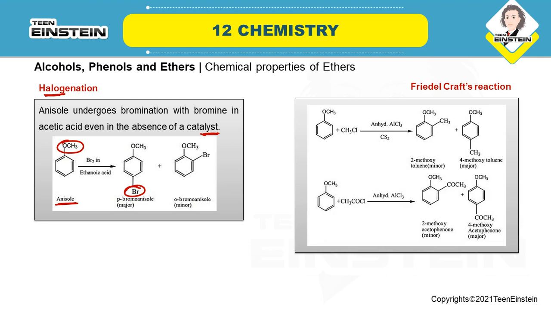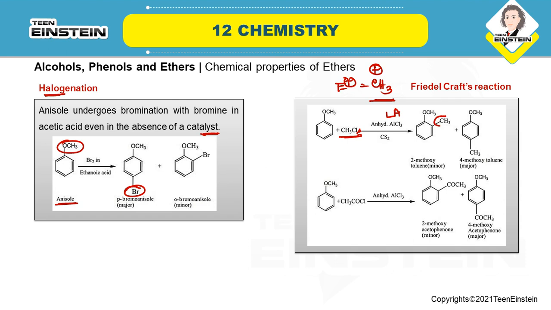Friedel-Crafts reaction. So the Friedel-Crafts reaction we are doing, we have taken here the reagent CH3Cl, here the actual electrophile is methyl plus. You have to use some anhydrous AlCl3 as catalyst. So this catalyst is basically a Lewis acid. It will help to generate this electrophile by removing this Cl.